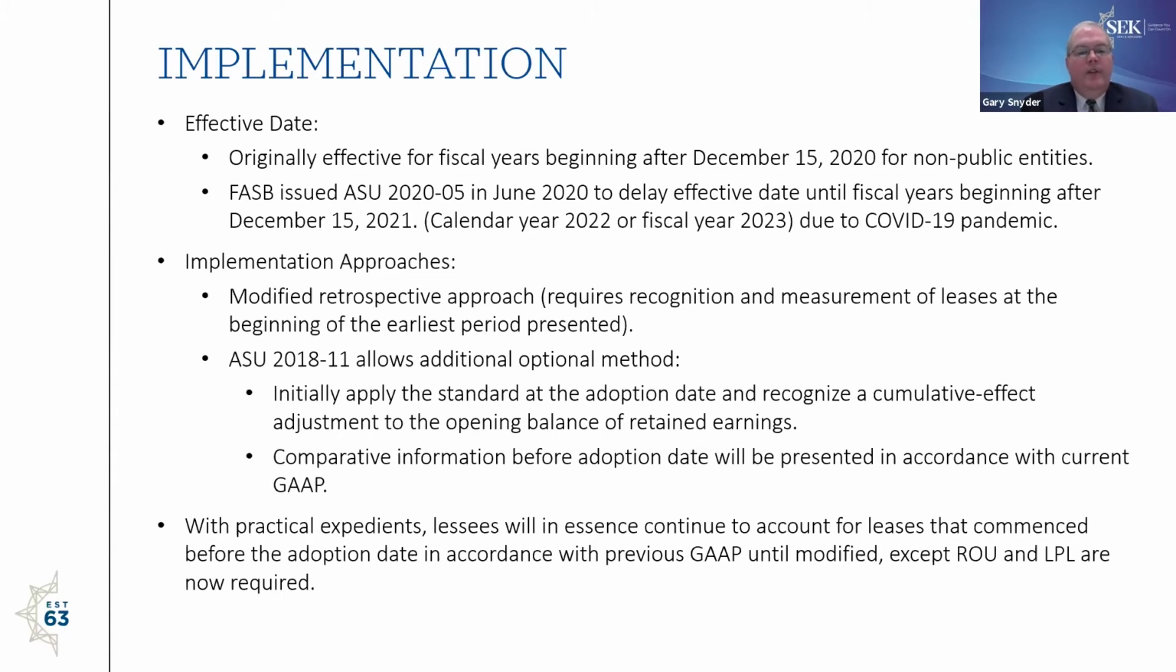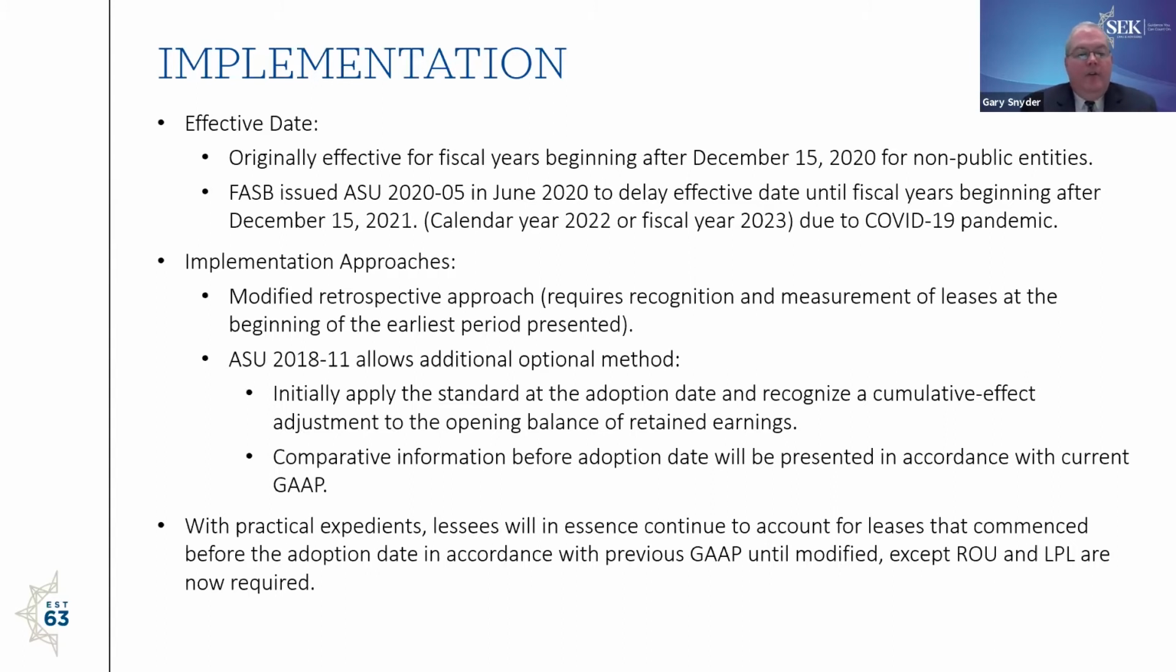So you can initially apply this standard at the adoption date and recognize a cumulative effect adjustment to the opening balance. So if you're putting this on in January 1, 2022, you would basically put on the right of use asset and liability, and then whatever difference you may have goes through the cumulative effect adjustment in retained earnings. And then you basically just move forward. So comparative information before adoption will be presented in current GAAP, so you don't have to go back and recast to show that new information in previous financial years. You would just move forward.